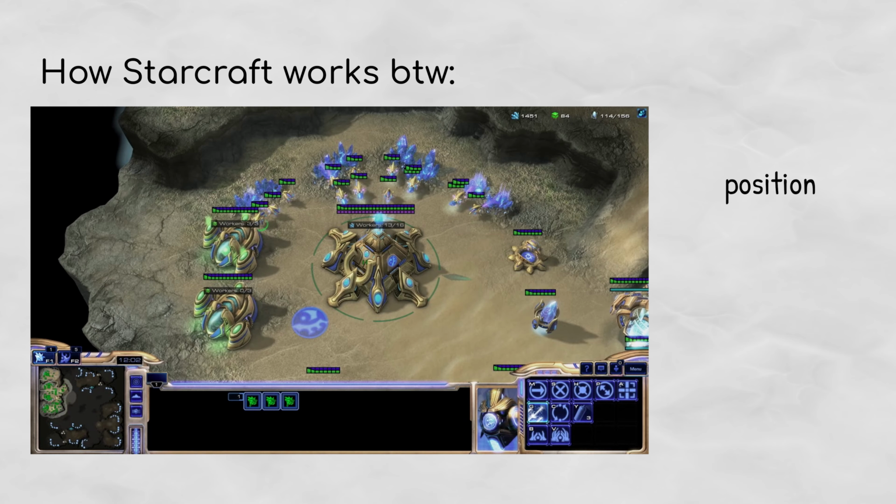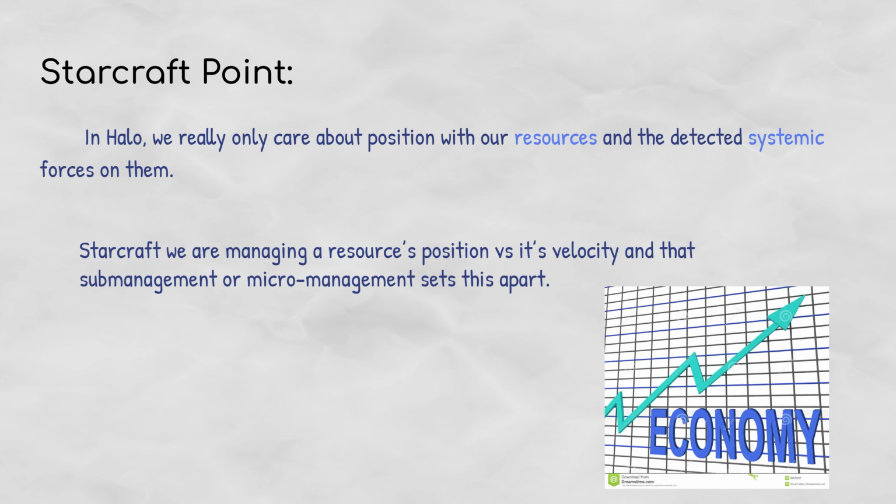It's not about having material or having the resource. In StarCraft, at higher levels of play, skilled players must hit certain velocities at certain times within a match to construct the economy needed to generate the resources required to construct the army formations needed. In Halo, we only really care about the position of our resource and detecting systemic forces on them. In StarCraft, we are managing a resource's position versus its velocity, and that sub-management or micromanagement sets this apart.